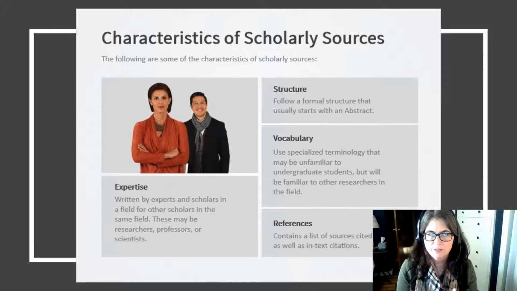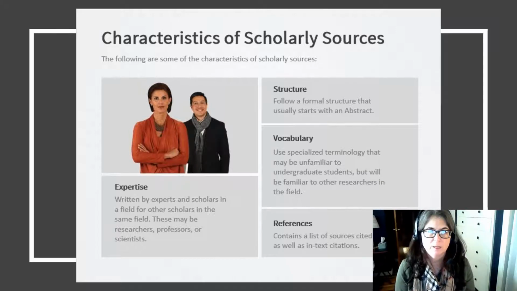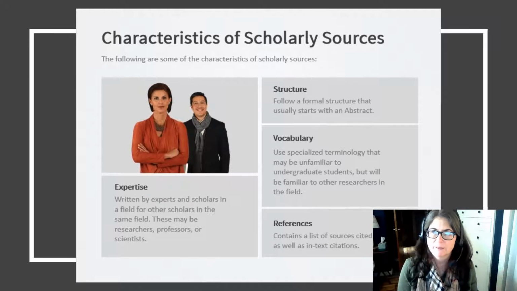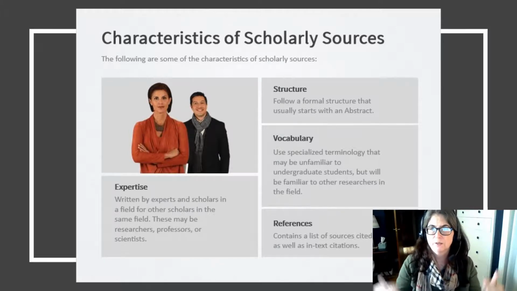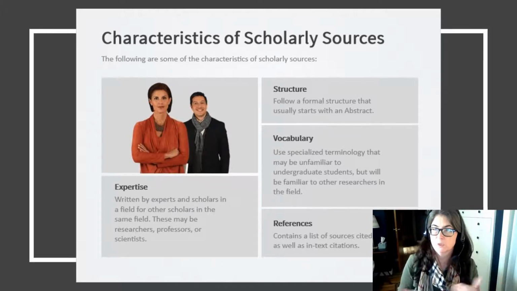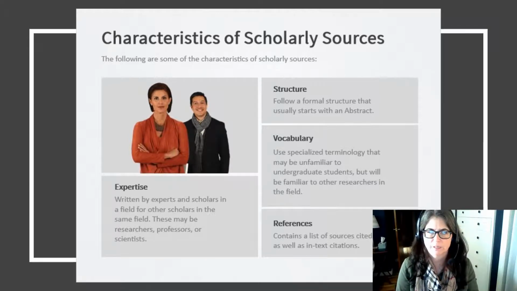And that structure can vary a little bit depending on the subject area. So for example, the layout of an article for psychology might look a little bit different than the layout for an article in business. But within each field, each subject area, there's going to be a formal structure that articles will follow. And we'll see an example of that here shortly.